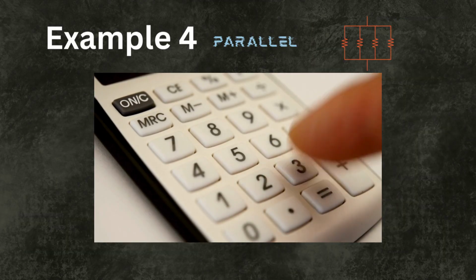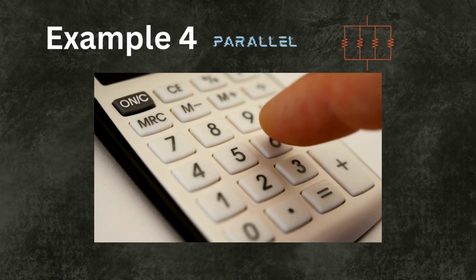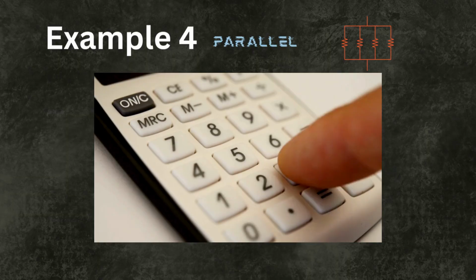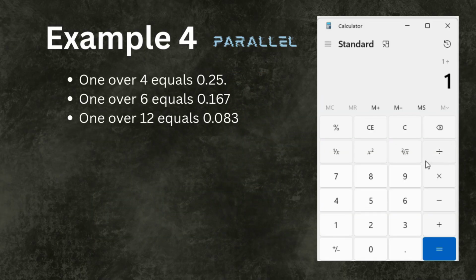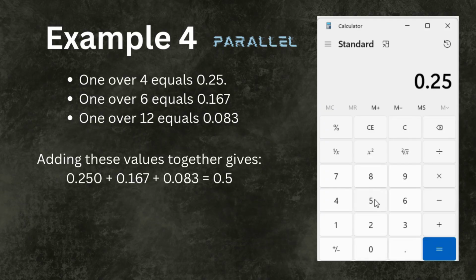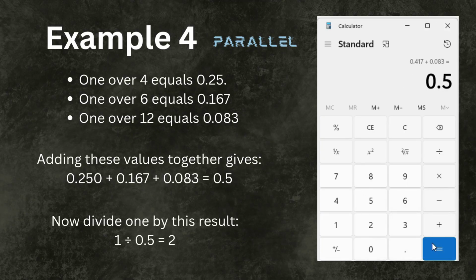Calculation method 2. This is longer and prone to mistakes and rounding errors. You could also calculate each fraction separately, then add the results and finally divide 1 by this answer. 1 over 4 equals 0.25. 1 over 6 equals 0.167. 1 over 12 equals 0.083. Adding these values together gives 0.250 plus 0.167 plus 0.083 equals 0.5. Now divide 1 by this result. 1 divided by 0.5 equals 2. Therefore, the total resistance is 2 ohms.